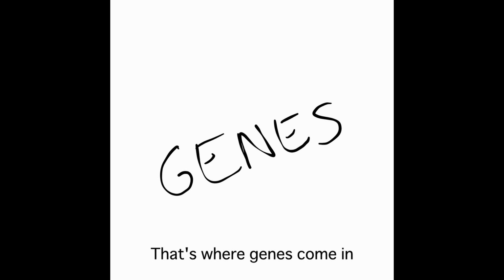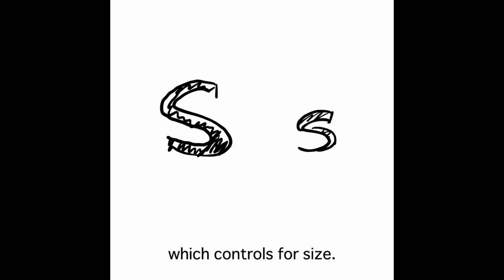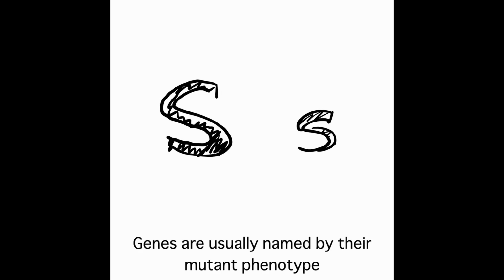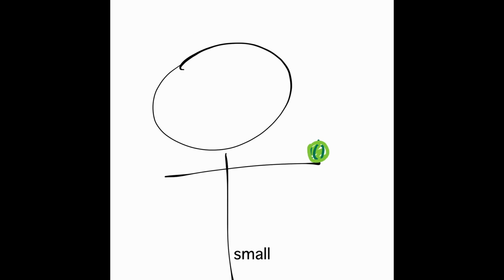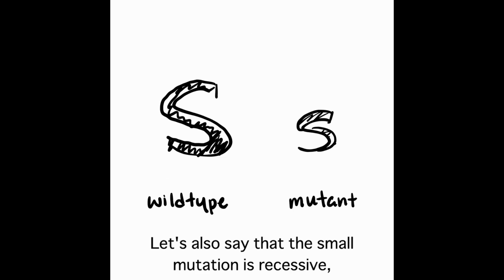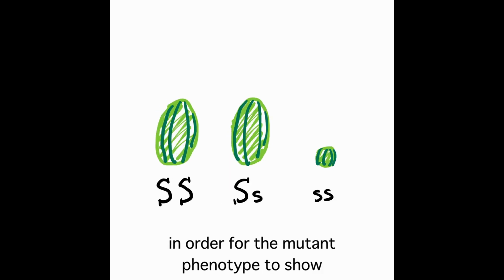That's where genes come in. Suppose there's a gene, the small gene, denoted by S, which controls for size. Genes are usually named by their mutant phenotype. Thus, the phenotype of a watermelon with mutated small genes is small. Let's also say that the small mutation is recessive, meaning both copies of the small gene must be mutated in order for the mutant phenotype to show.